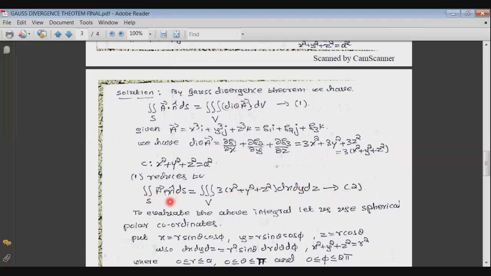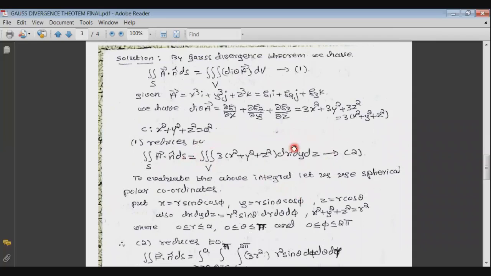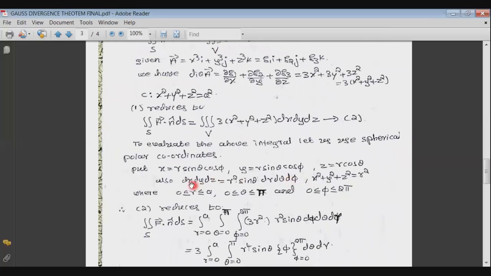Now, in order to evaluate this integral by taking the limits for x, y, z, it becomes tedious. That's why we can evaluate this triple integral using spherical polar coordinates easily instead of direct evaluation. Now the spherical coordinate substitution says x equals r sin theta cos phi, y equals r sin theta sin phi, and z equals r cos theta.